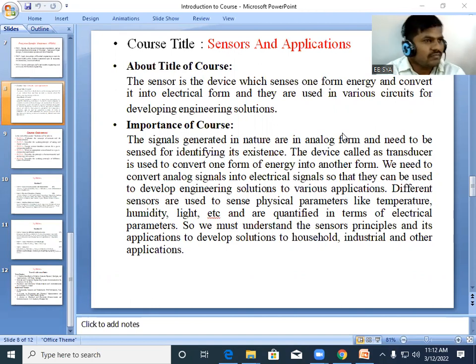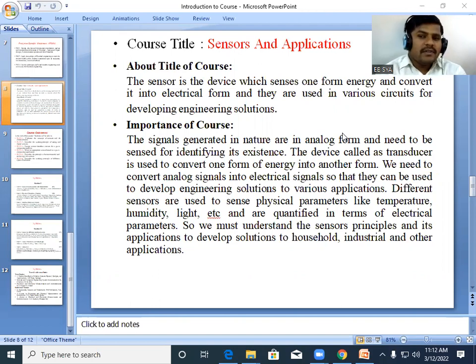A subject is nothing but a course, right? See, we are discussing the syllabus, the importance of this course and the title of this course. I have already told you, a sensor is a device which can convert one form of energy into another form. One form of energy can be converted into another form, and this another form is nothing but the electrical form.